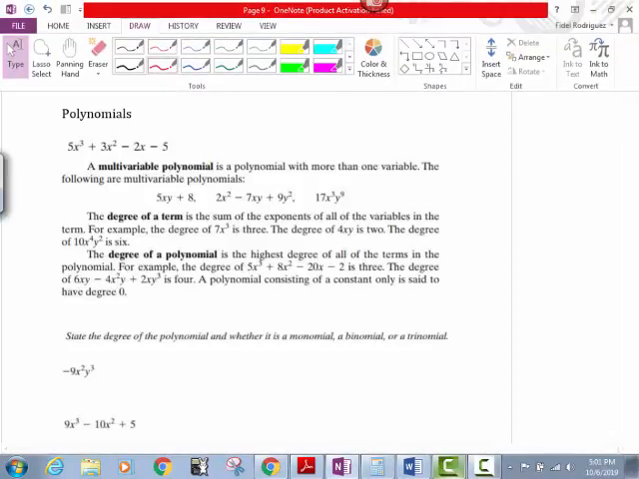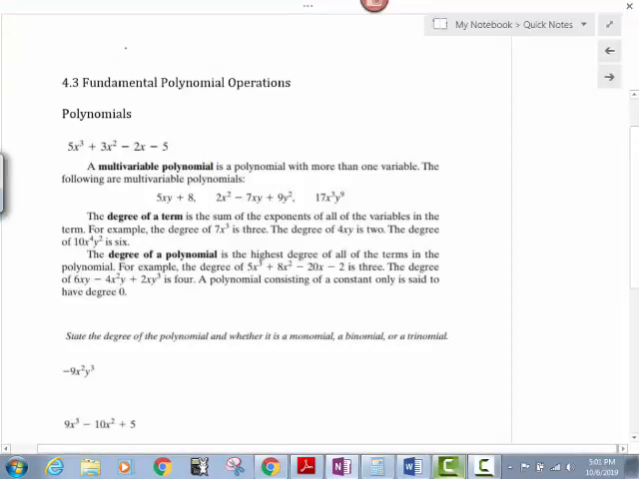All right, section 4.3 is some fundamental polynomial operations. So first, let's look at what polynomials are. Polynomials are expressions that look like this, okay? One thing I want you to notice, all the exponents are going to be positive, and all the exponents are going to be whole numbers, okay? So I won't have any fractions in my exponents, and they won't have any negative numbers in my exponents.